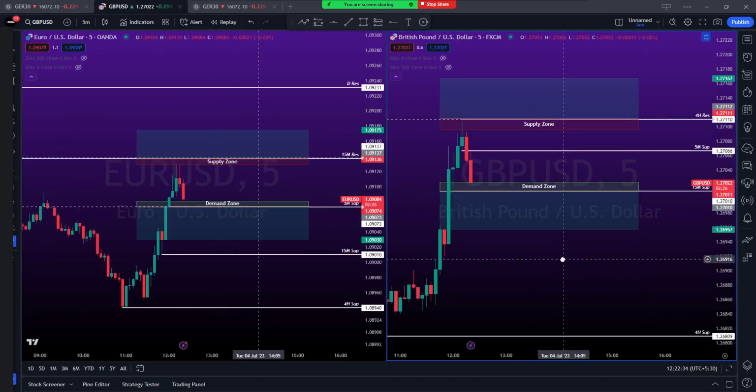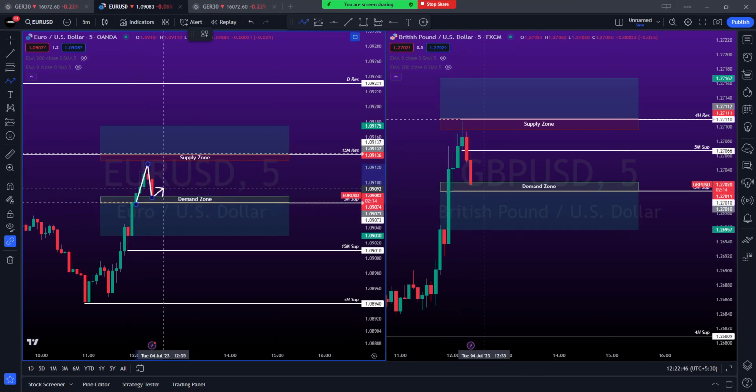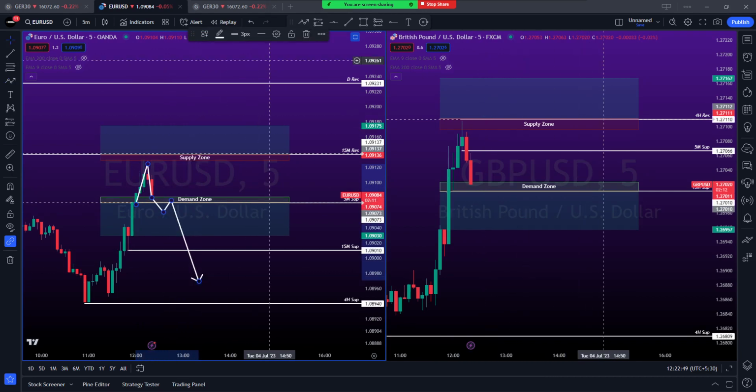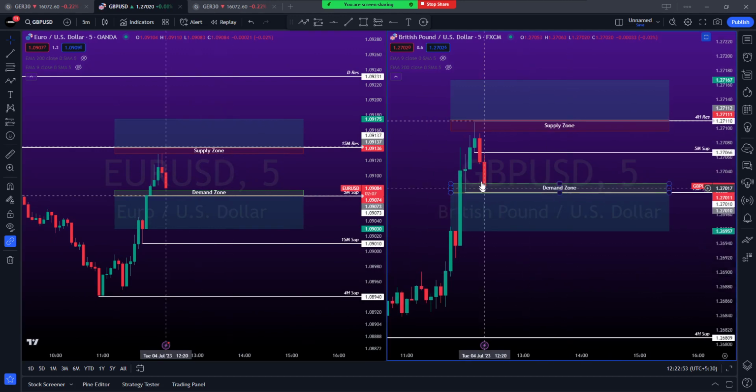Seems like on GBP and EUR we're trying to approach a demand zone. On both they're moving the same, guys. They could go up, get rejected, and then go down and fall further. GBP USD, yeah, they're doing the same thing. Even if you look at the candles, they're almost the same, guys. You don't have to trade if you feel that these markets are choppy.